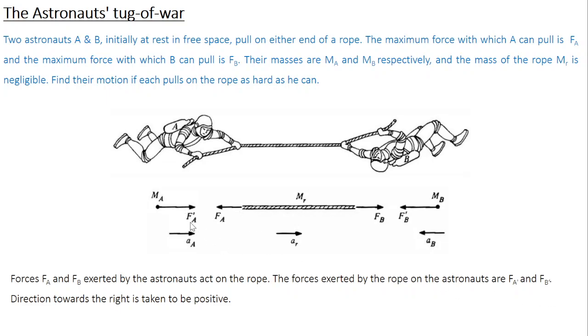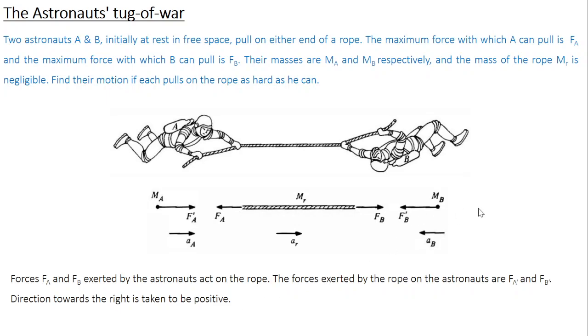So Fa prime is the force exerted by a rope onto astronaut A, and Fb prime is the force exerted by the rope onto astronaut B. So these are the directions of Fa prime and Fb prime. And we can choose a sign convention. All the directions toward the right is taken to be positive.